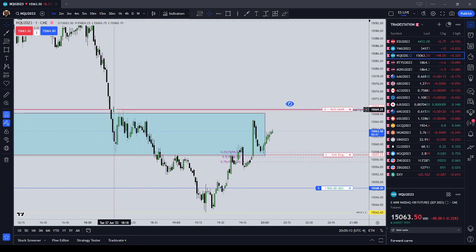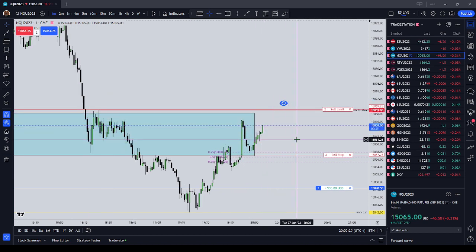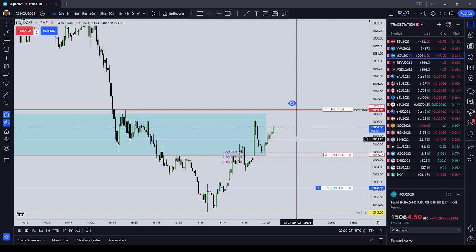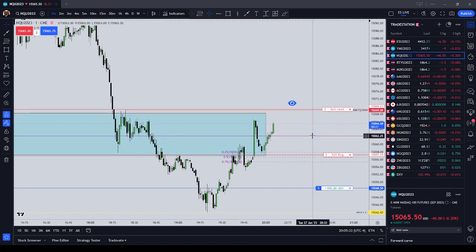Should be plenty of liquidity now up at these 069 quarters. Price should be drawn to said liquidity. The algorithm will want to deliver us into liquidity. It's one half of the equation, the less important half of inefficiency and liquidity. Liquidity is oftentimes going to be your targets.